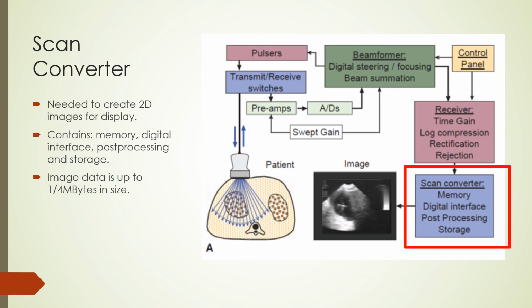The final image is often recorded with a 512 by 512 by 8 bits per pixel mode, and this represents about a quarter megabytes of data. For color display, the bit can be as much as 24 bits. So the image here shows the scan converter on this box.